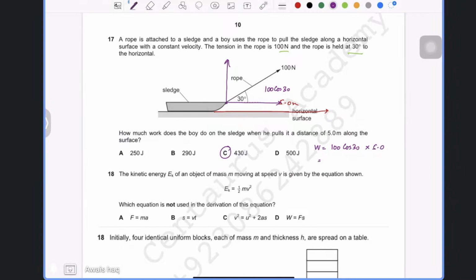Which equation is not used in the derivation of this equation? Do you guys know which equation was not used? Yes, let me know. We just did it. I think you guys can answer this. Yes, Hatija, Wajiha and Javeria. Which of these equations did we never use?